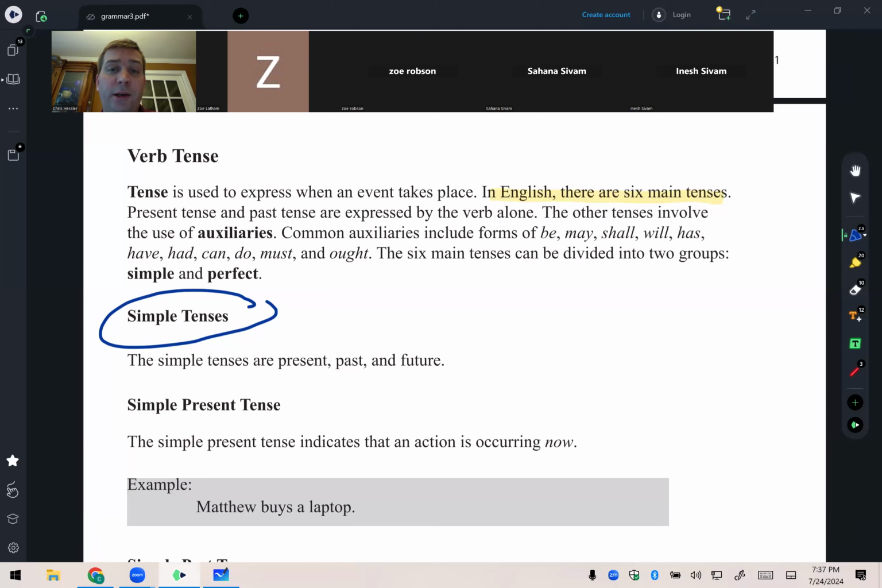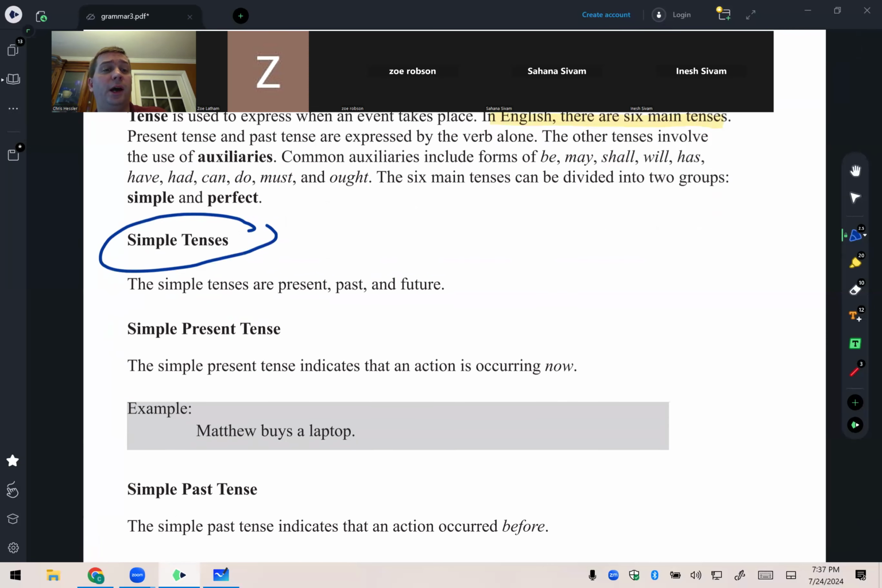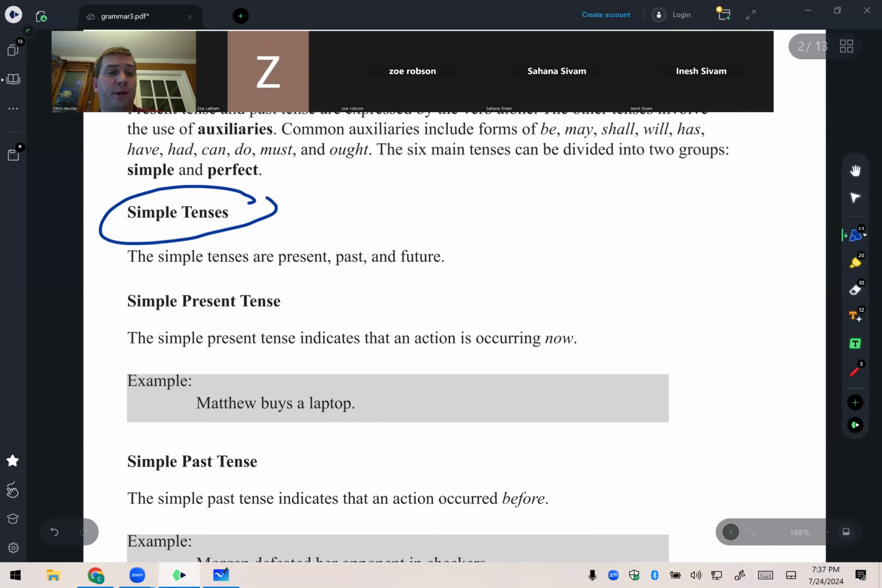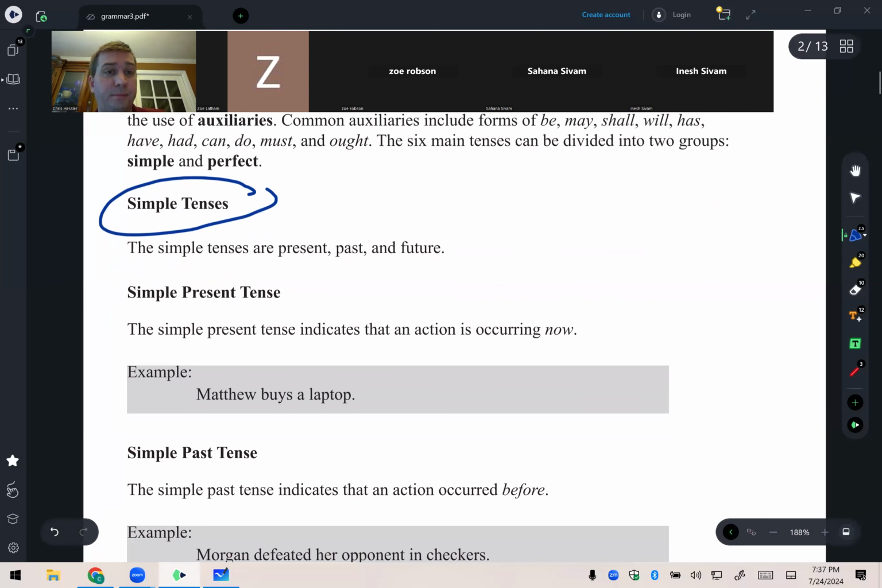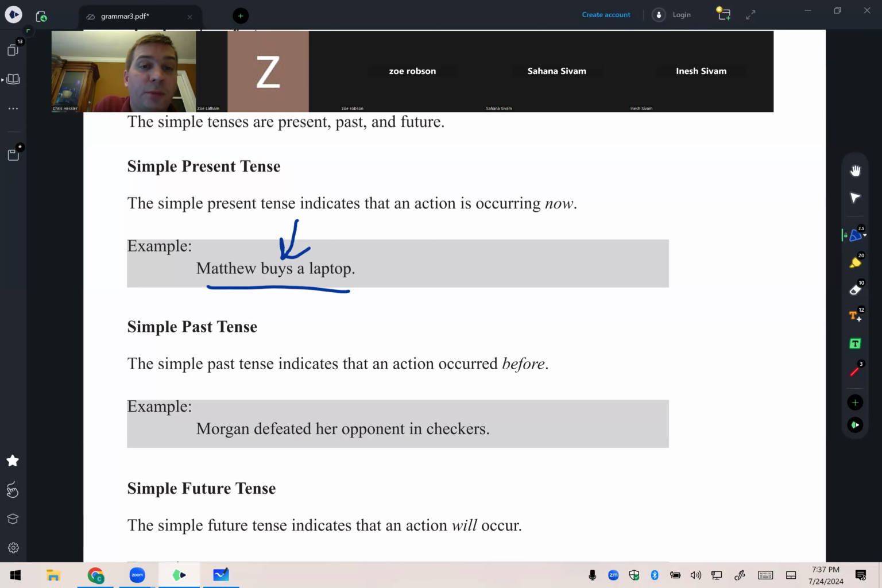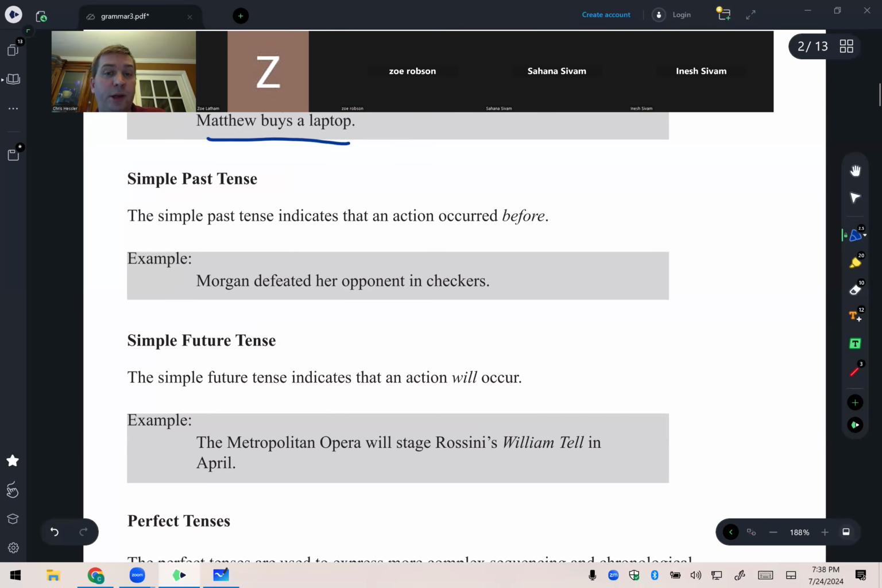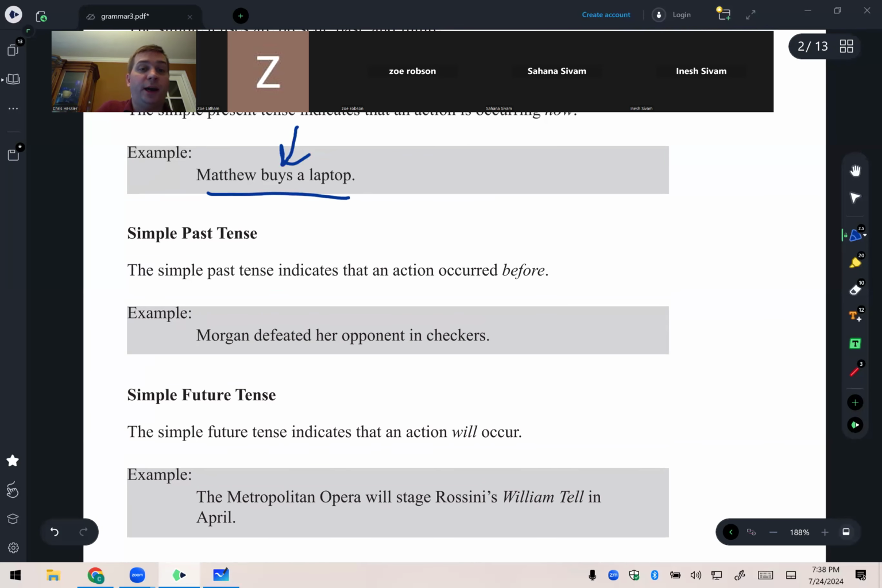We can divide those 6 tenses into simple and perfect. There is simple present, simple past, and simple future. And then the more complicated tenses would be the perfect tenses. But let's start with simple present tense. Here's simple present tense: Matthew buys a laptop. This is occurring now. I could tell this is present tense just because of this verb. Morgan defeated her opponent in checkers. This is simple past, and I could tell that this happened in the past just because of this verb.